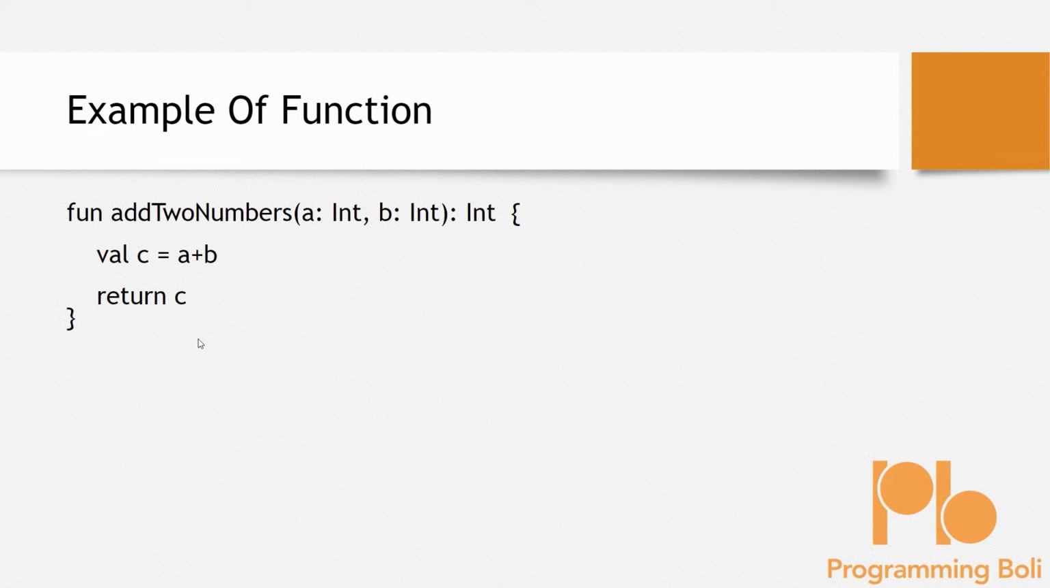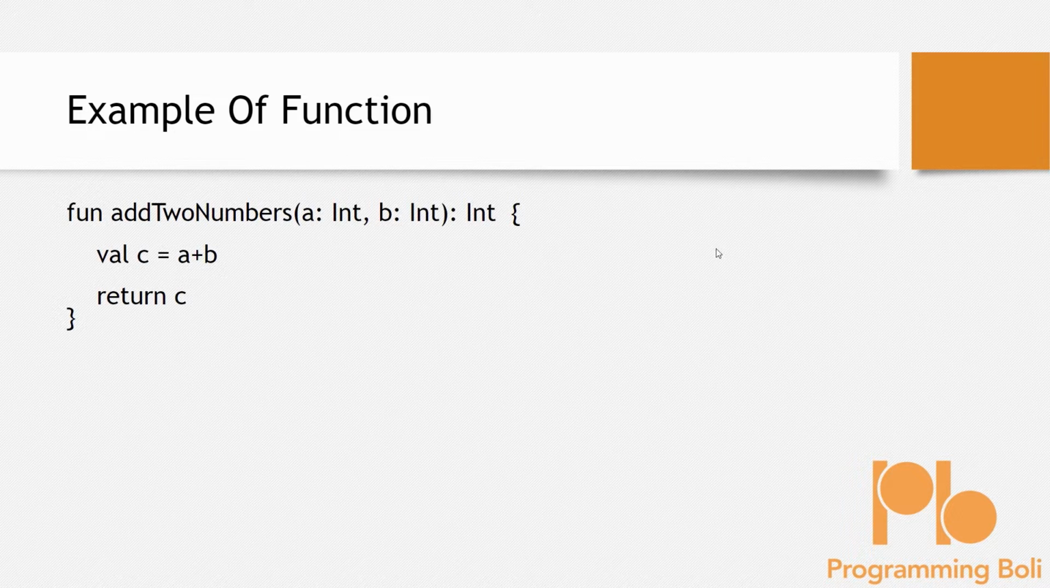Now I'll return c. So here I kept integer. That's another thing about functions: the return type you defined, that only you should return. So imagine if you got a float value here and you want to return it, it will not take it, because integer is not float. You have to return an integer, or you have to change the return type to float if you want to return a float.